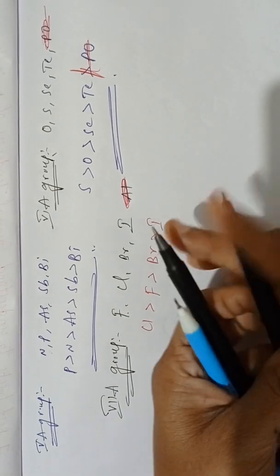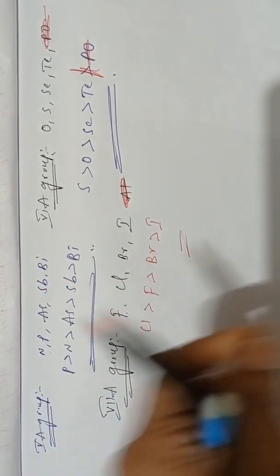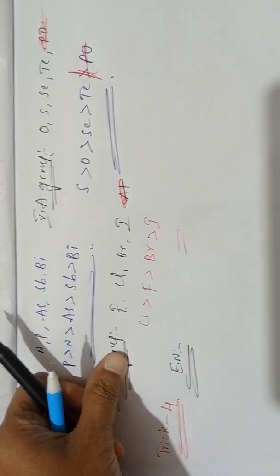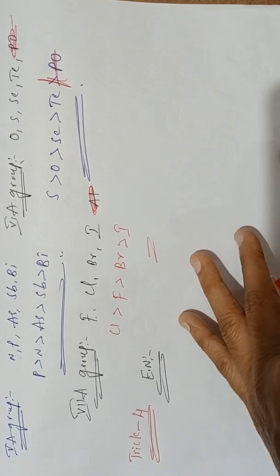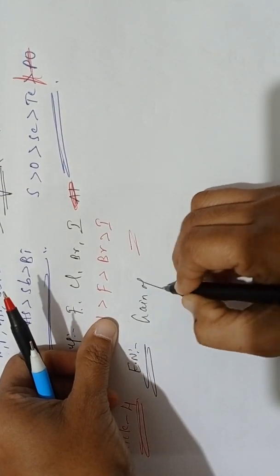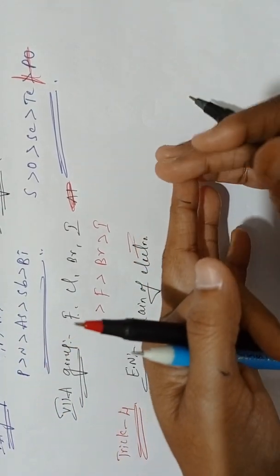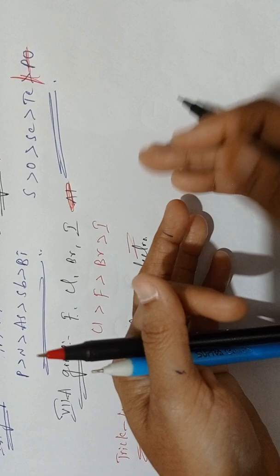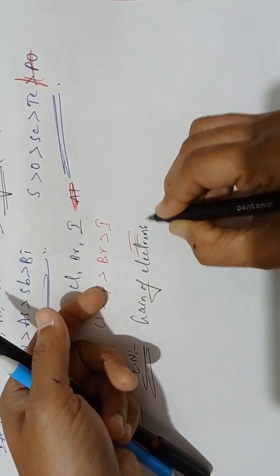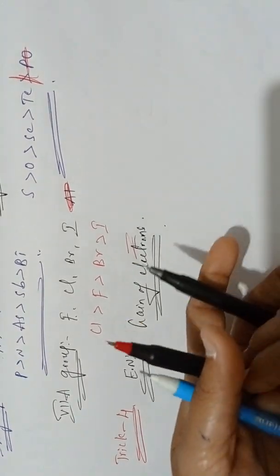What is trick number 4? What is the fourth property, students? The fourth periodic property is electronegativity. What is electronegativity? Just remember, students, electronegativity is nothing but gain of electrons. The elements, by gaining electrons, become electronegative in nature. Just remember this simple definition: gain of electrons.